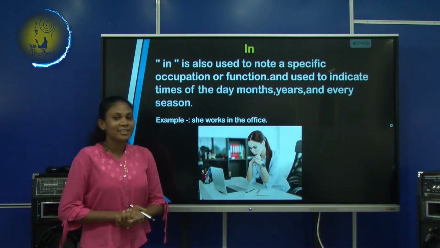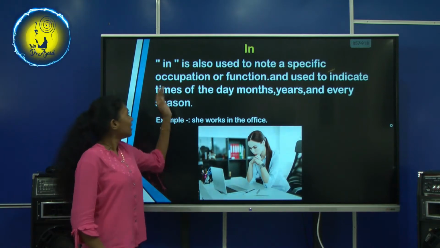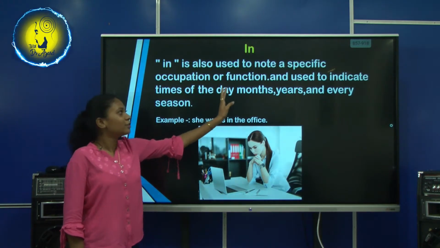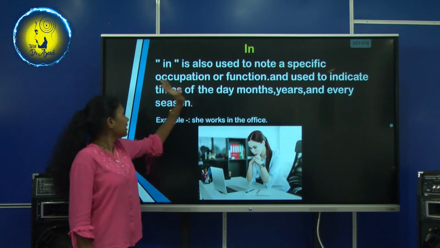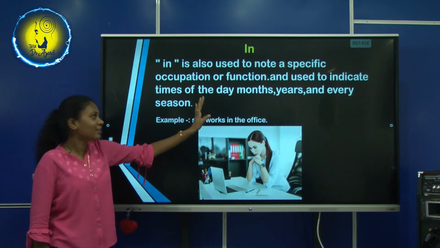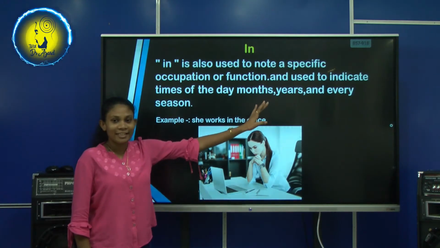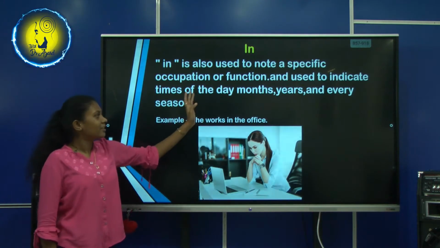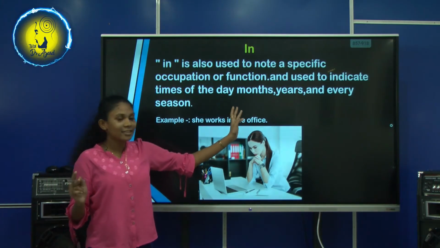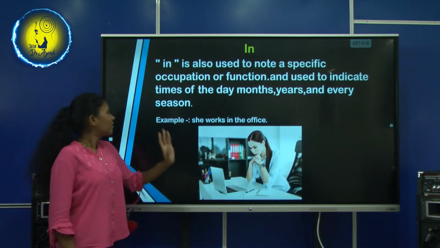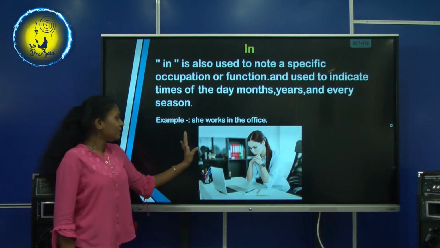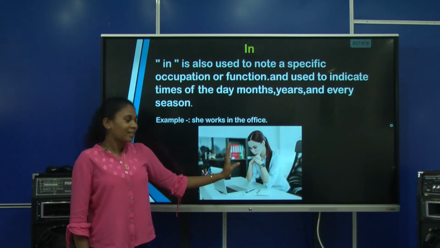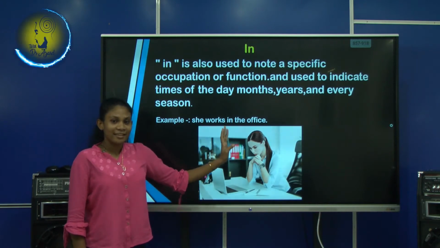Our next preposition is in. In is also used to note a specific occupation or function, and used to indicate times of the day, months, years and every season. For example, she works in the office.